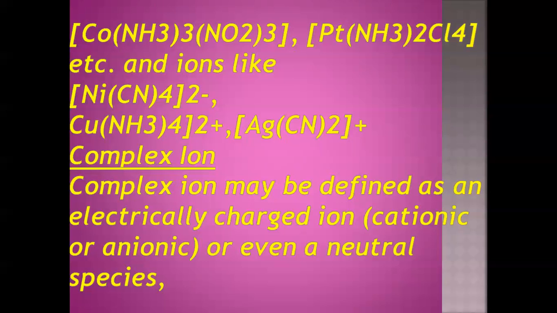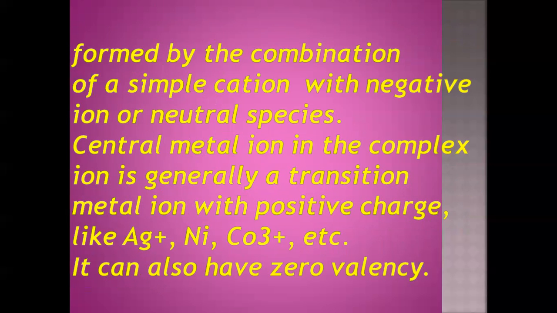So next is the complex ion. It may be defined as an electrically charged ion. It may be either a cationic species or an anionic species or even a neutral species, formed by the combination of a simple cation, like a metal cation such as copper, cobalt, chromium, manganese, silver, iron, platinum, etc., with a negative ion or a neutral species.